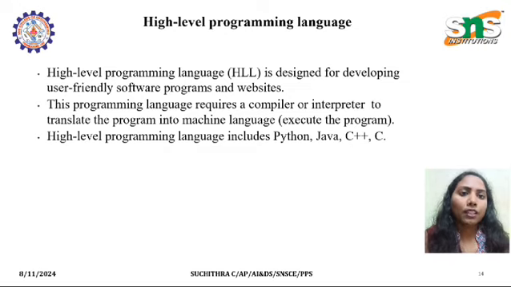High-level programming language. High-level programming language is designed for developing user-friendly software programs and websites. This programming language requires a compiler or interpreter to translate the program into machine language to execute the program. High-level programming languages include Python, Java, C++, C.